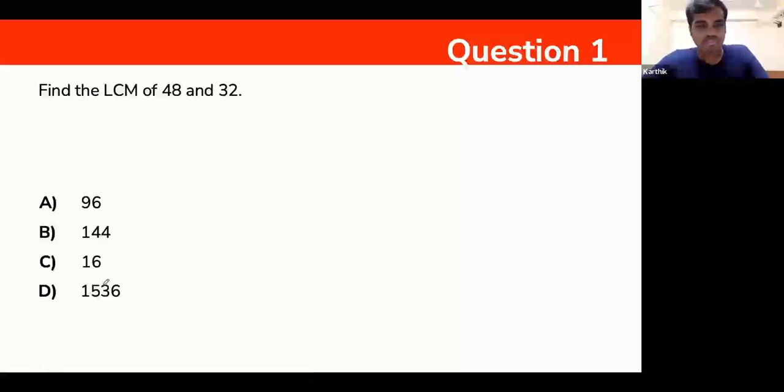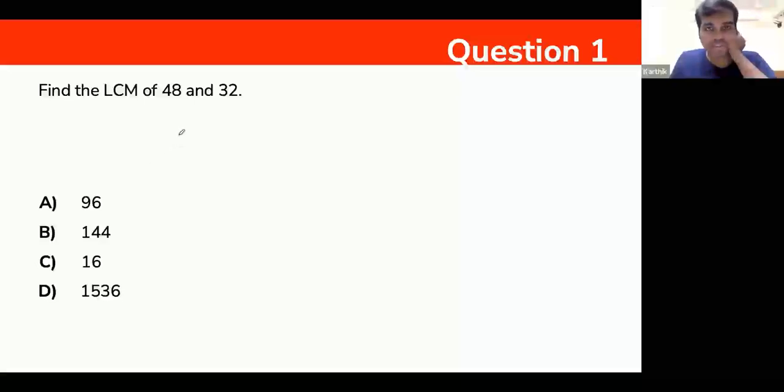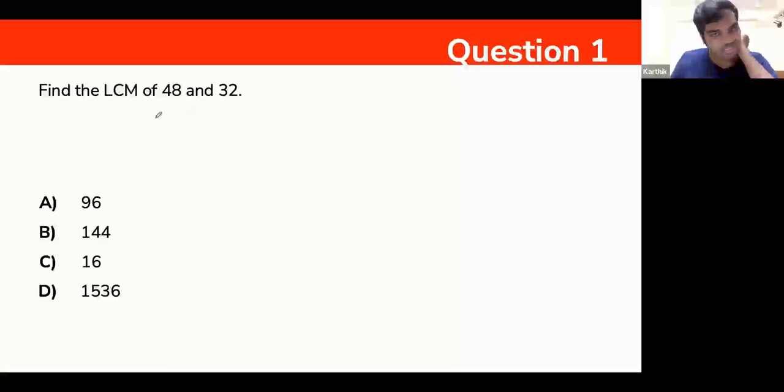To do LCM, we'll just take the multiples of the highest number and see if it is divisible by the smallest number or not. Good. Everybody knows this. So what he is saying is, take 48 and 32. Which one is the biggest one? 48, correct? Now, if I take 48, what is 48 into 1? 48 into 1 is 48.